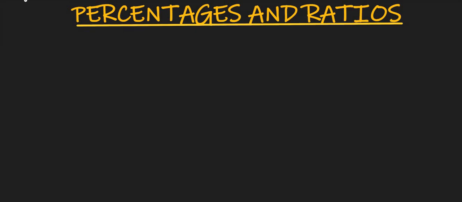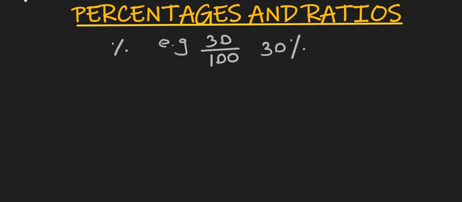In this video, we'll be talking about percentages and ratios. Now, a percentage is a fraction whose denominator is 100. We use the percentage symbol to represent a percentage. Example, 30 over 100 is actually 30%. That means out of 100, you have 30.